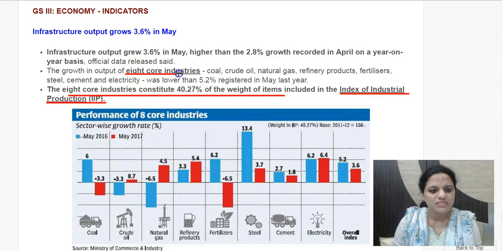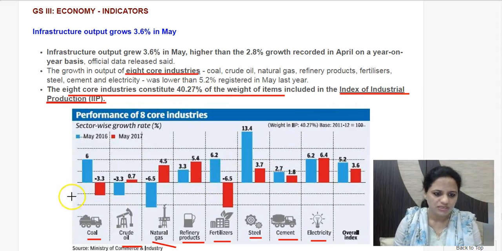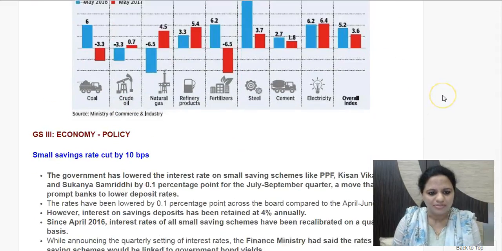The 8 core industries, you should clearly know them. They are mentioned here too: coal, crude oil, natural gas, refined products, fertilizers, steel, cement, and electricity. These are the 8 core sectors, and they constitute 40.27% weight of items in IIP. You should know this. This is the static, theoretical part. What data changes take place every month is not important. You can't and should not remember all that.